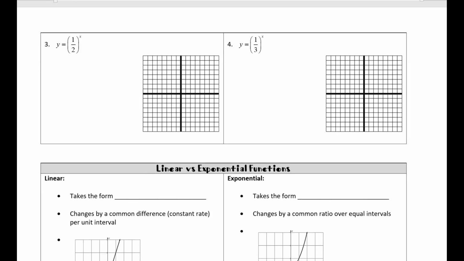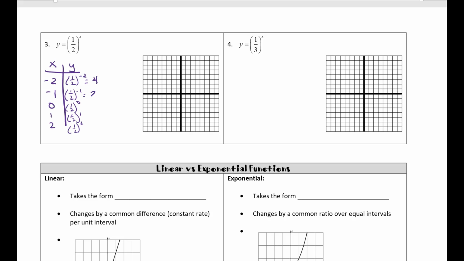So let's look at number 3. So we have y equals 1/2 to the x power. So it's the same steps. We're going to start by drawing a table. We're going to use our same 5 values, -2, -1, 0, 1, and 2. And this time when we're plugging these in, we're going to make sure and we're going to put our fraction in parentheses.